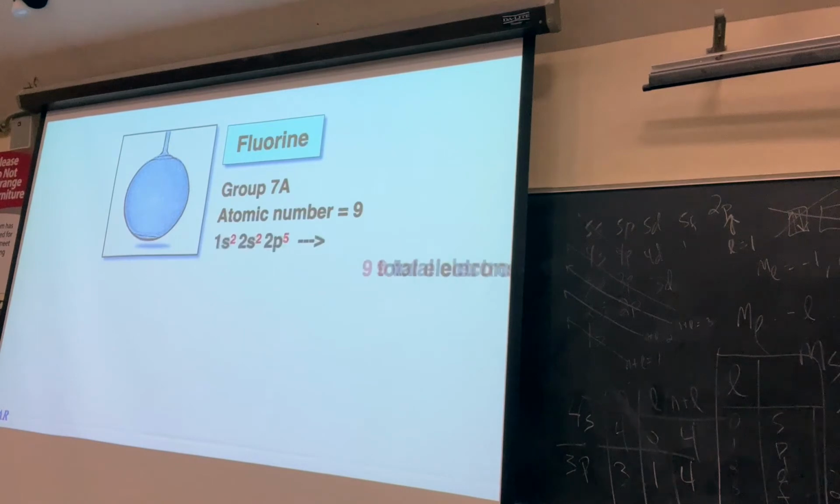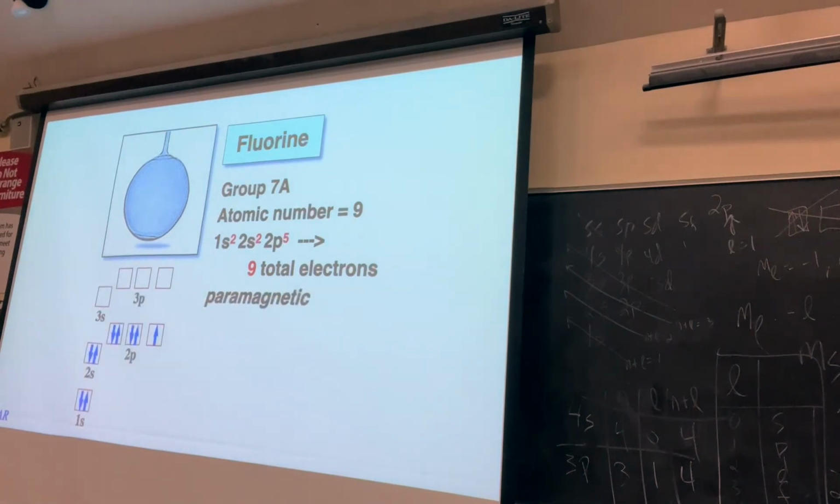Fluorine, 9 electrons, 1s2, 2s2, 2p5. Again, count up the superscripts for the total number of electrons. We're going to pair up another electron. So notice here that for fluorine, there's only 1 unpaired electron. So we would put 1, 2, 3 electrons, 1 in each p orbital, pair up the 4th and the 5th ones right there to make fluorine. But fluorine is paramagnetic.